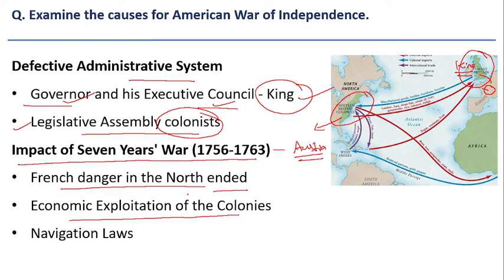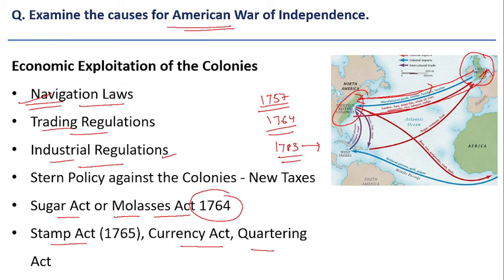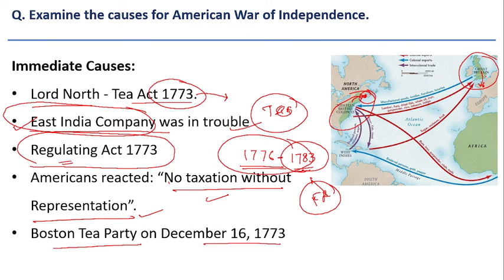Impact of the Seven Years' War. Because of the Seven Years' War, Great Britain went into a lot of trouble, and because of these economic struggles, they tried to impose more taxes on the colonies and started exploiting the colonists economically. This created resentment, and they raised the slogan no taxation without representation, took up arms and fought continuously, and gained independence in 1783 through the Treaty of Paris. Great Britain accepted the independence of the 13 British colonies.